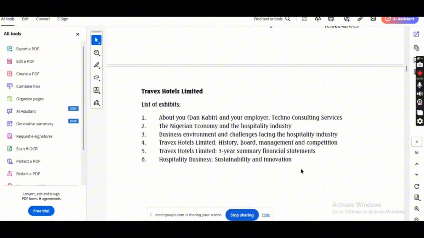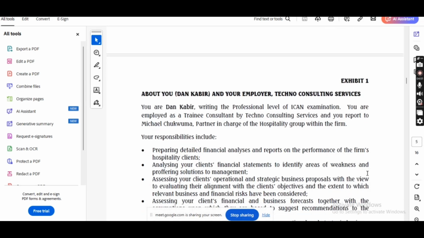Travis Hotels Limited, about you, Dan Kabiri, and your employer, Techno Consulting Services. Now, the Nigerian economy and the hospitality industry, right? Business environment and challenges facing the hospitality industry. Travis Hotels Limited, history, board, management and competition, Travis Hotels Limited financial statements, hospitality business, sustainability, innovation.